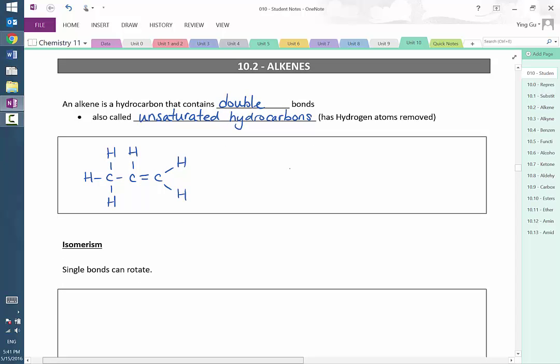Let's do the condensed structure. It would be a CH3 first for this grouping here, followed by a CH for this grouping here, followed by a CH2 for this grouping here. If I were to do the line diagram, it would be like this for 1, 2 carbons. Here's the 3rd carbon, and then we draw a double line for where that double bond is.